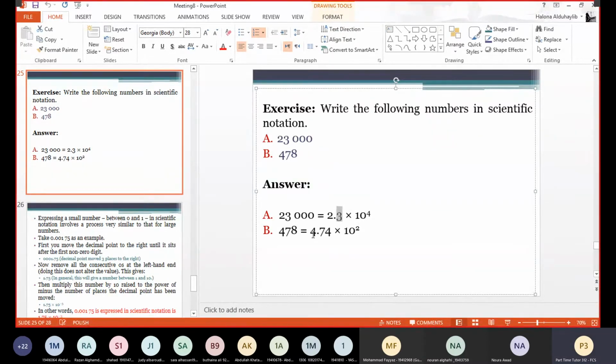478, we can transfer it to 4.78. Multiply, as there are no zeros here, we only count how many digits there are after the decimal point. We have 2, so we multiply it by 10 to the power of 2.